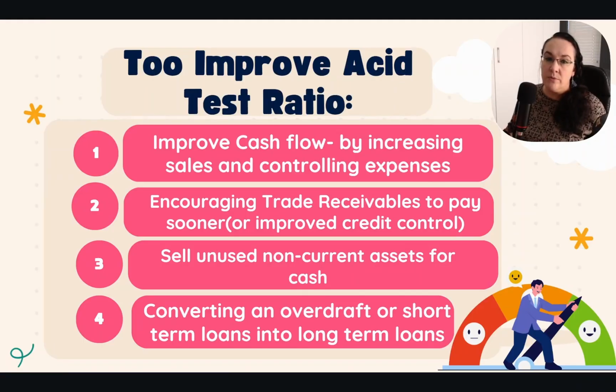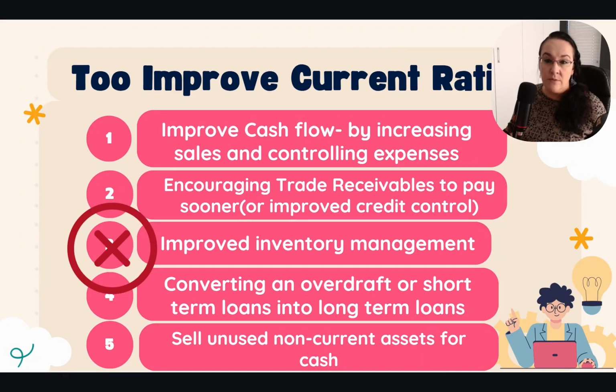So how can I improve my asset test ratio? I could use the same methods as I would use to improve my current ratio. The only difference is I would not use inventory management. Why? Because I am basically excluding inventory from my current assets. So I'm only looking at the liquid assets.